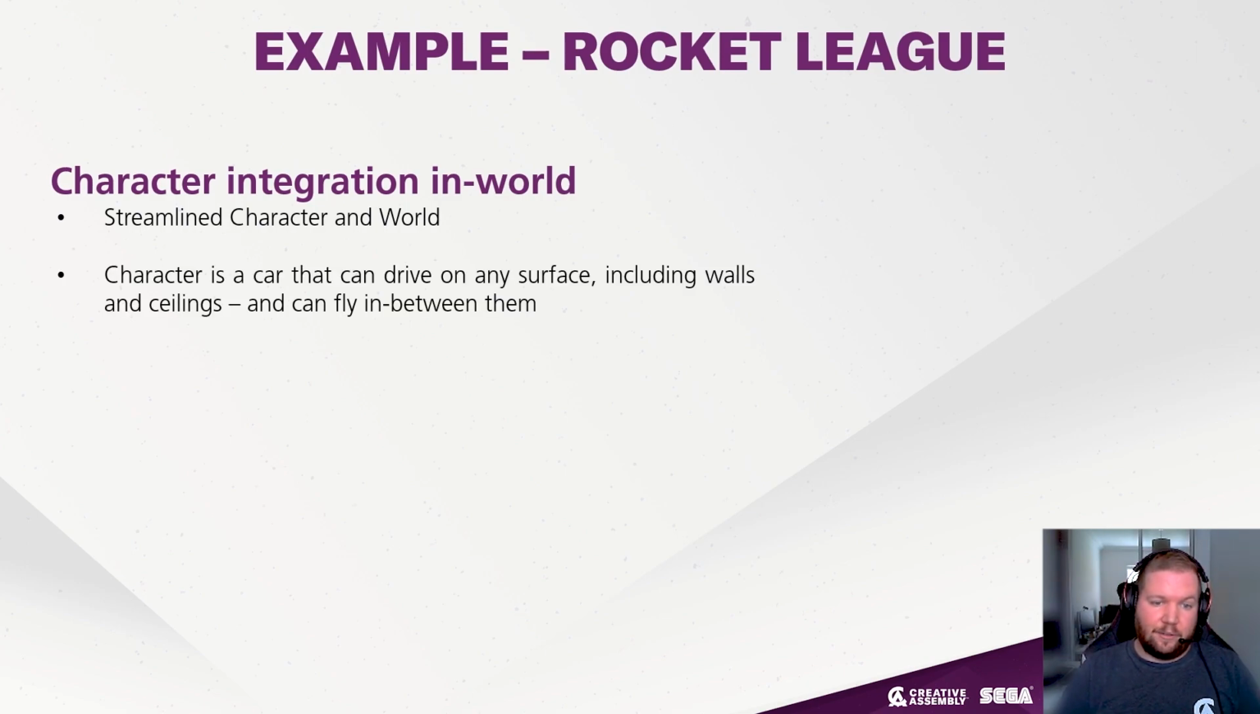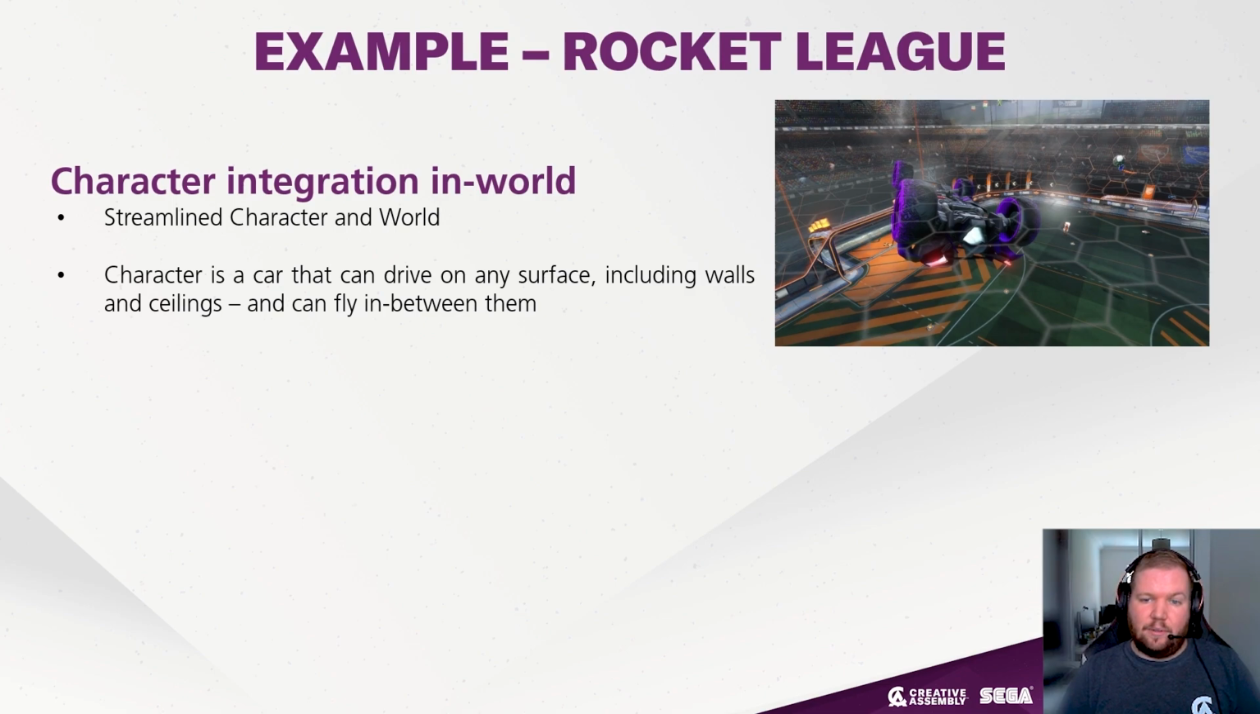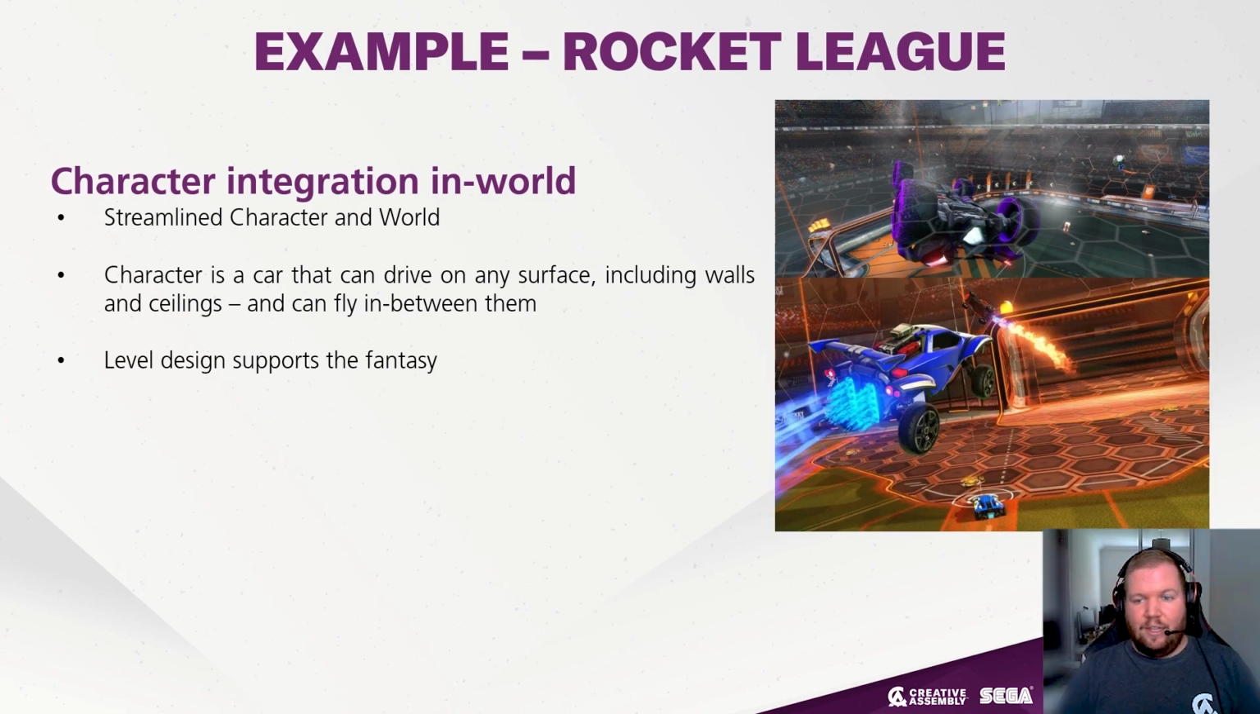The character is a car that can drive on any surface, including walls and ceilings, and can fly between these surfaces as well, which is very cool. But level design, most importantly, supports this fantasy. The levels are basically big arenas that have the four walls and the ceiling and the ground, and that's it. And then you can use the space in between them to fly, which is very cool.